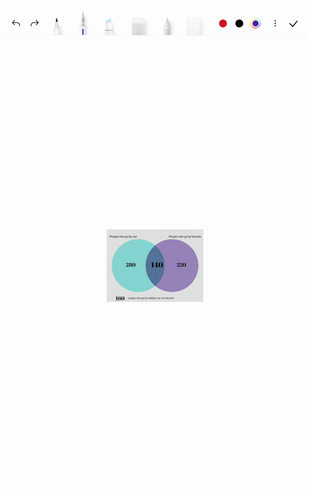In this video, I will explain on Venn diagram. Okay, so we have here a Venn diagram of people who go by car, people who go by bicycle, and of course anything outside the circles will be people who go by neither car nor bicycle. As you can see in this Venn diagram, it is represented by numbers, not probability values. You can do it either way, by numbers or probability value.